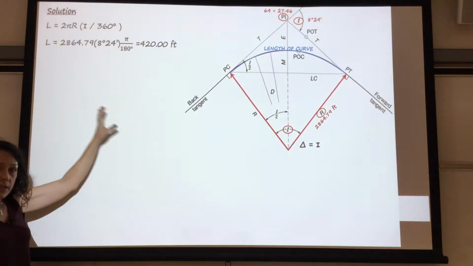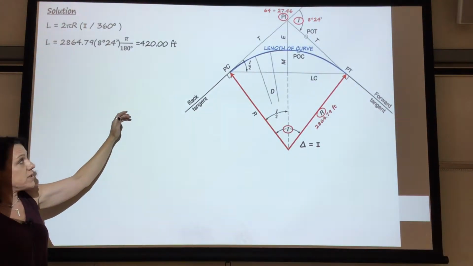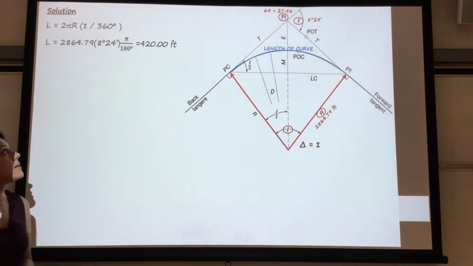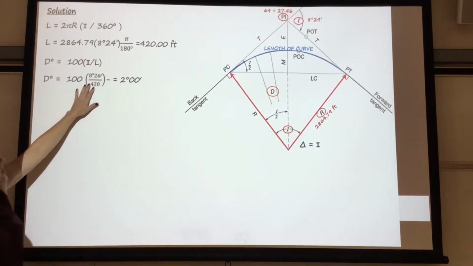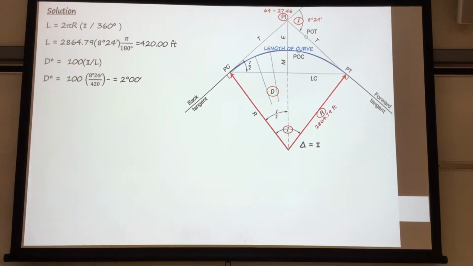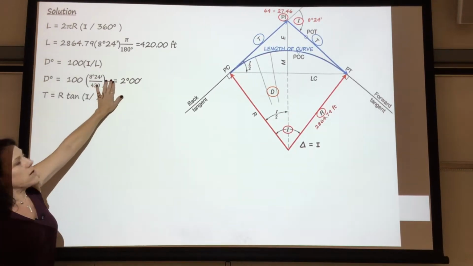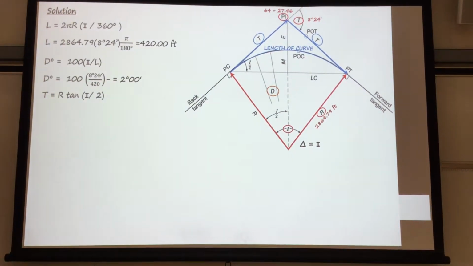What I'd like you to do is go ahead and use your calculators and make sure that you can use the same formulas and get the same answers. The degree of curvature, or degree of curve, is 100 divided by L times I. So 100 times the intersection angle divided by 420, the length of curve, gives us 2 degrees. There should be no minus sign here.